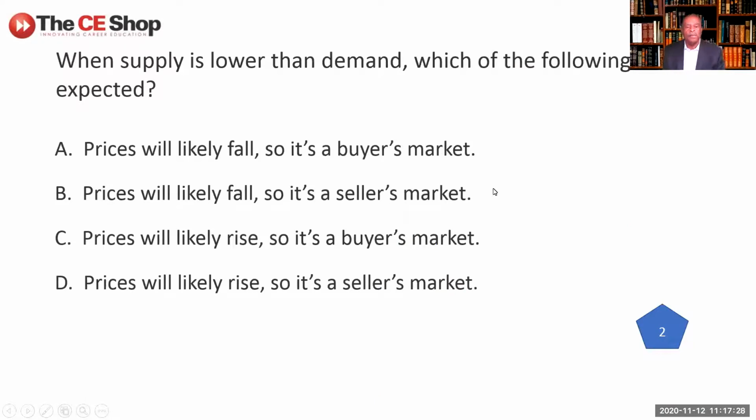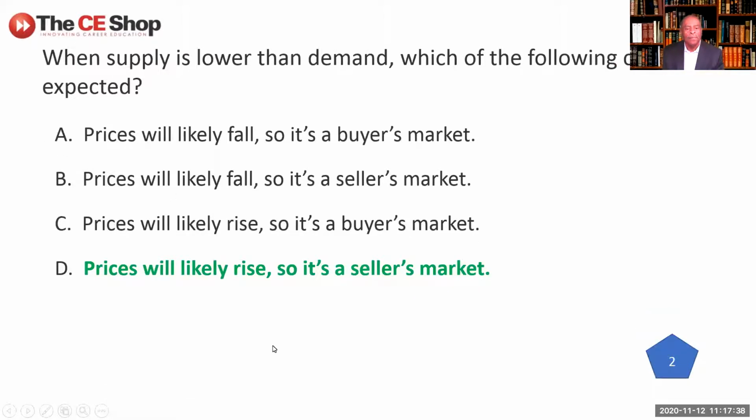So let's take a minute, ask the question. When supply is lower than demand, which of the following could be expected? Prices will likely fall, so it's a buyer's market. Prices will likely fall, so it's a seller's market. Prices would likely rise, so it's a buyer's market. The answer is prices will likely rise. So it's a seller's market.